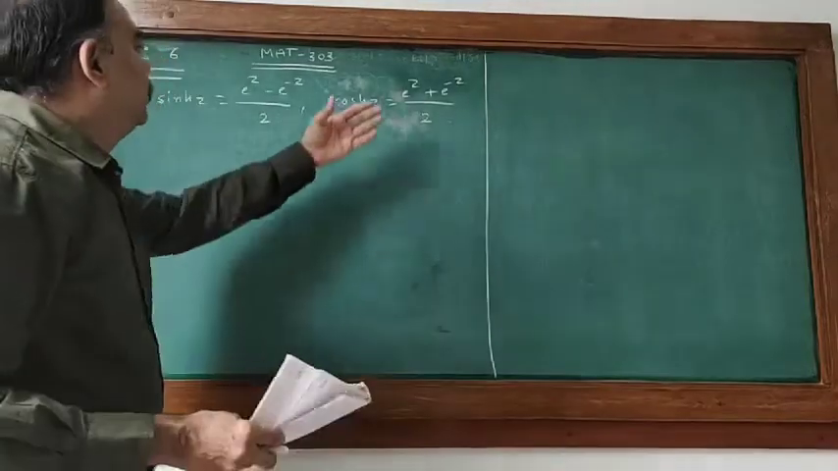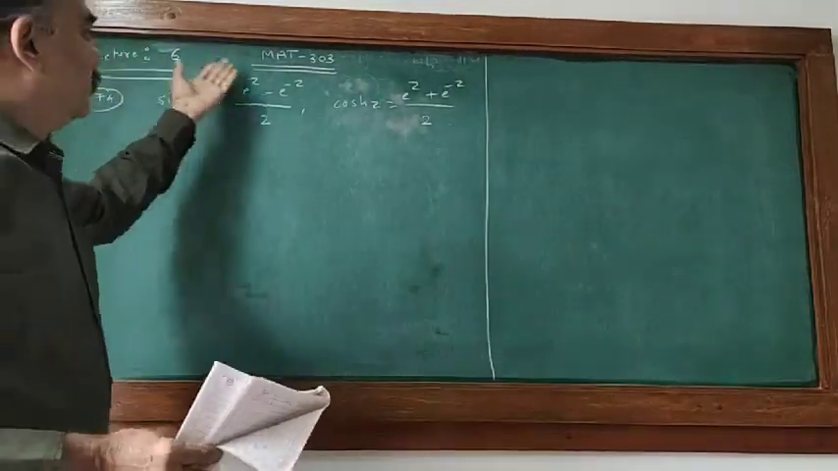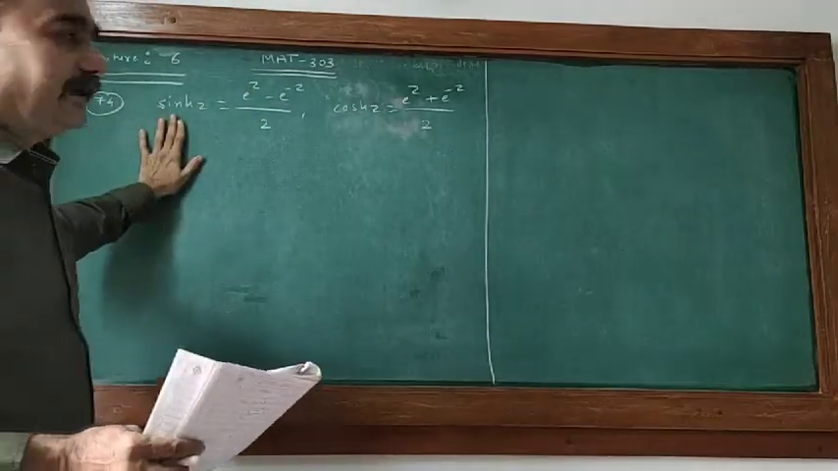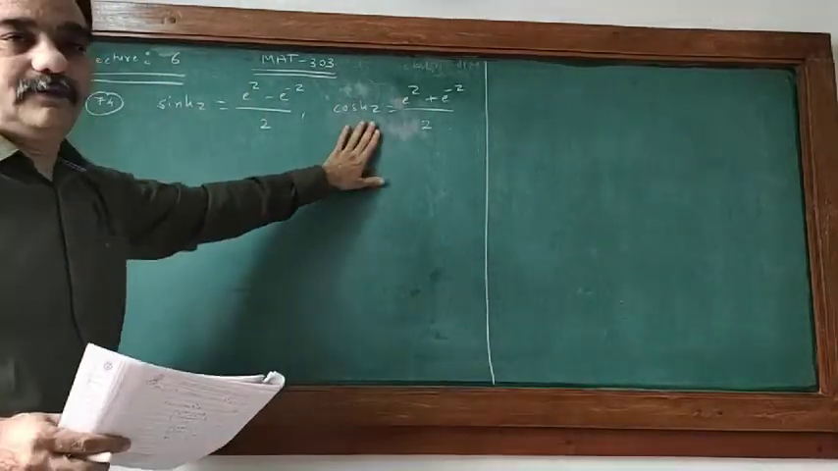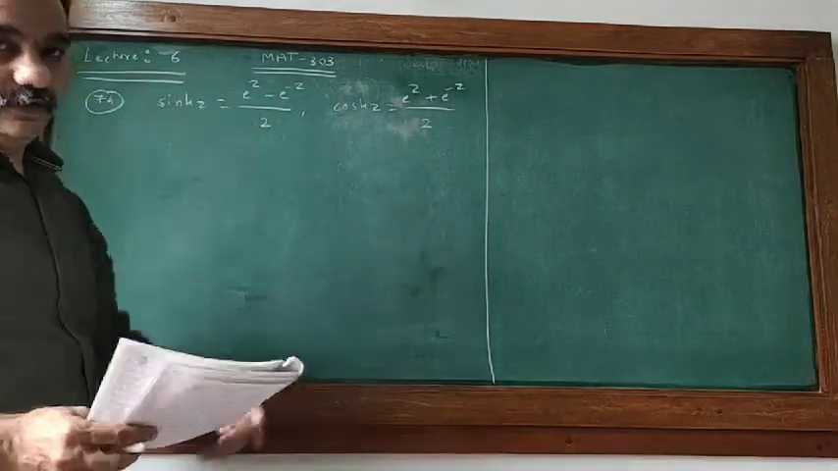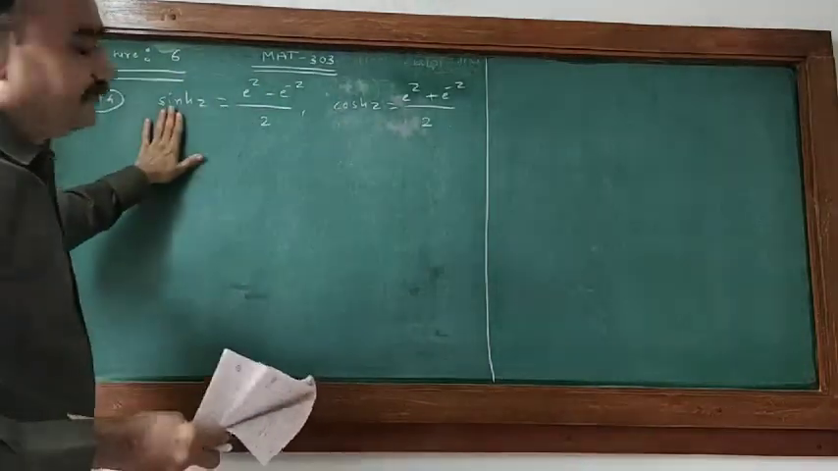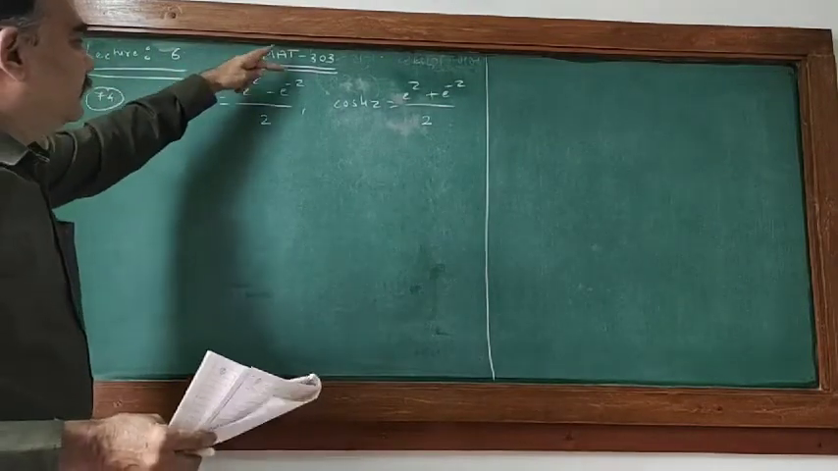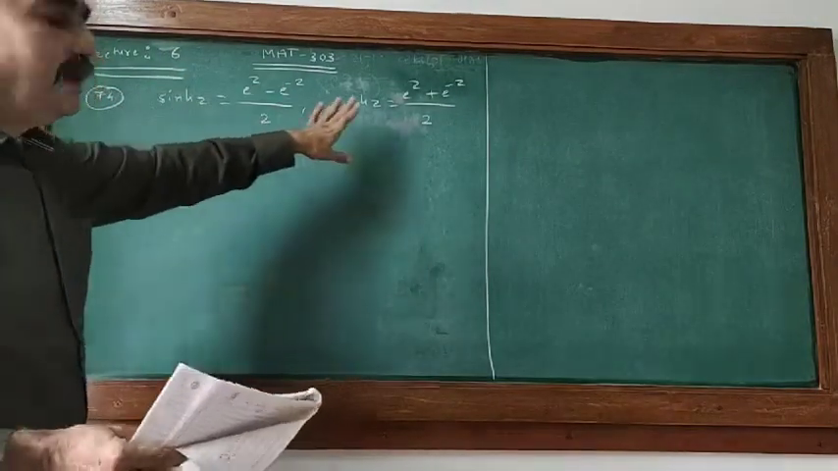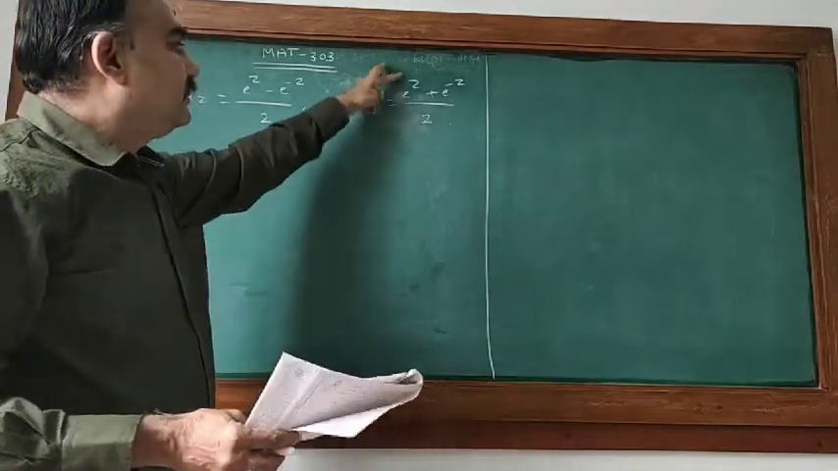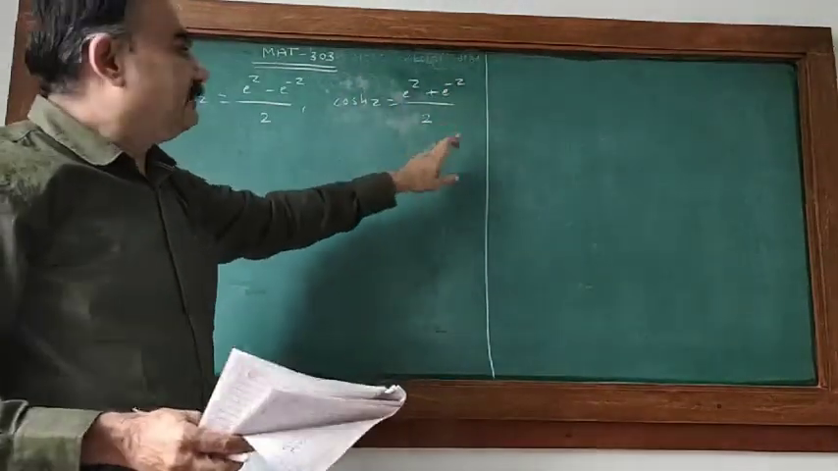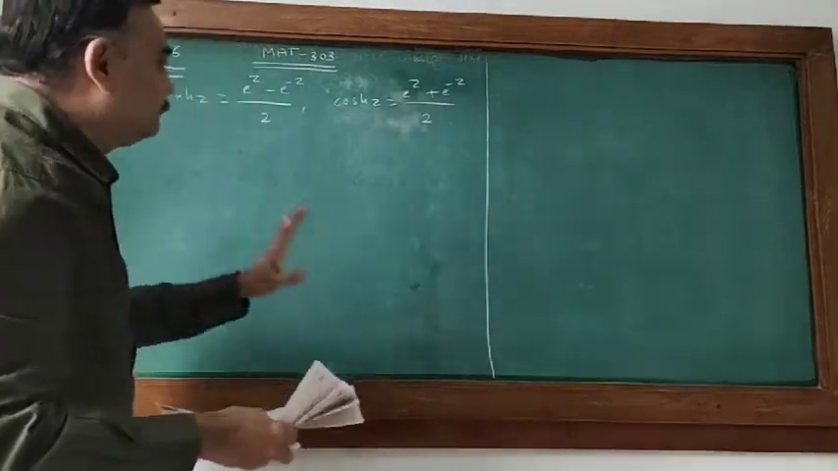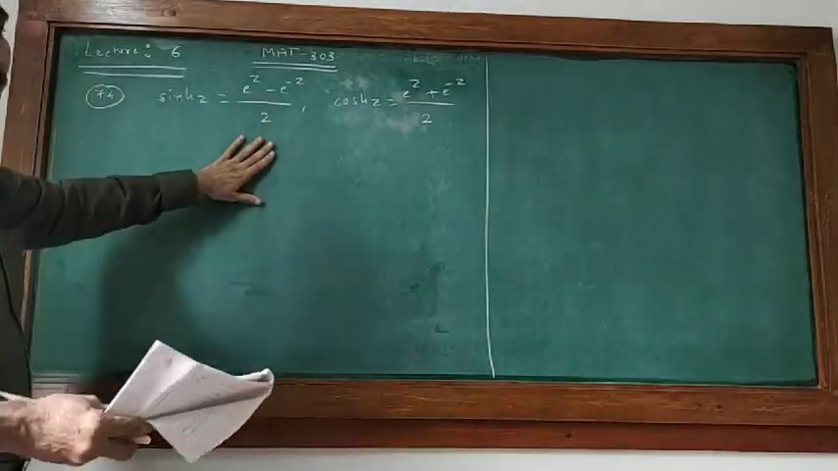Today I am going to take the sixth lecture of MAT 303. In the previous lecture, we defined sine hyperbolic and cos hyperbolic, but for real numbers. Today I define sine hyperbolic z as e raised to z minus e raised to minus z divided by 2, and cos hyperbolic z as e raised to z plus e raised to minus z divided by 2. The same definition, but with z as a complex number, means we define this as a complex variable.